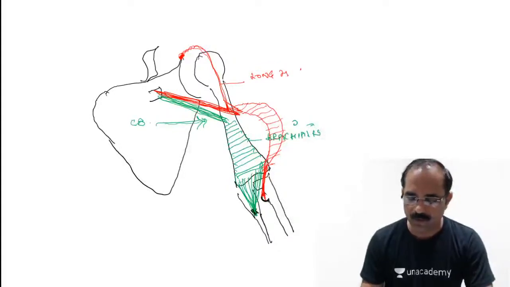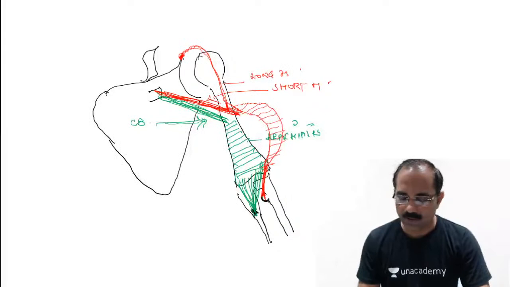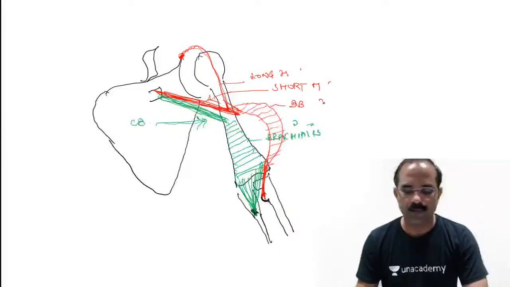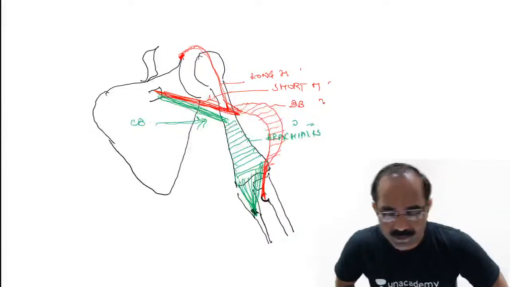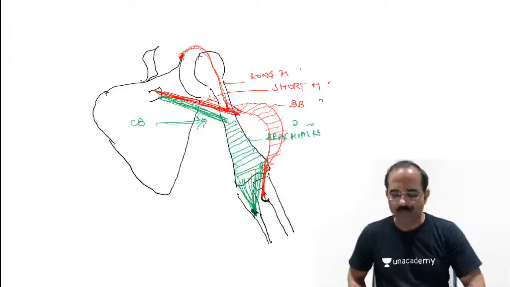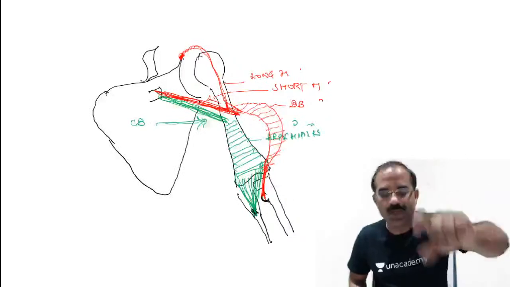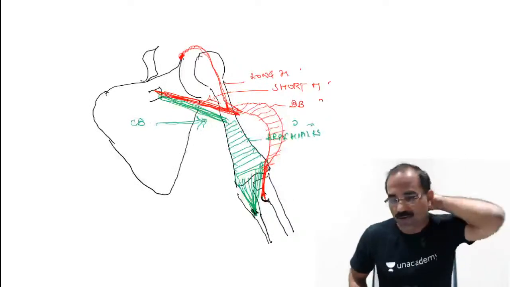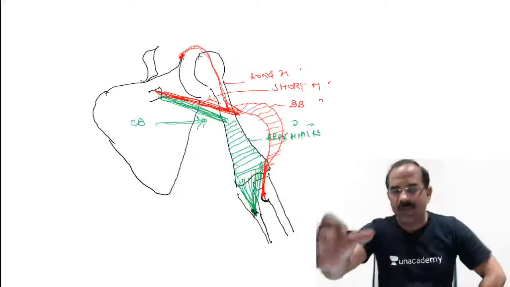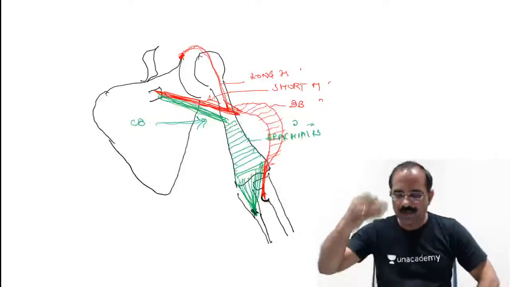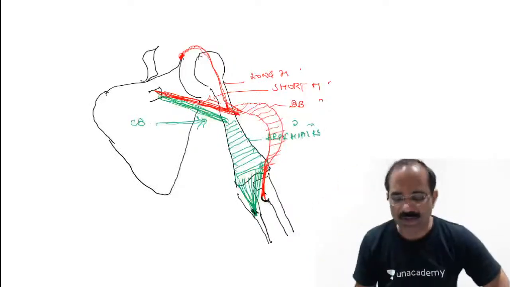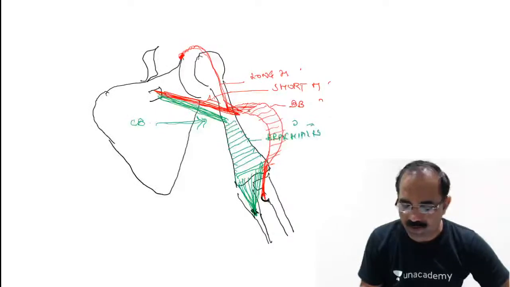That's the long head. And what is this head? Short head. Long head and short head of biceps brachii. This is the biceps brachii. Perfect. Yes, very good, Anjana. So this is the long head of biceps brachii which arises from the scapula, and the other is the short head of biceps brachii. Both the heads of biceps brachii are inserted on the radial tuberosity.